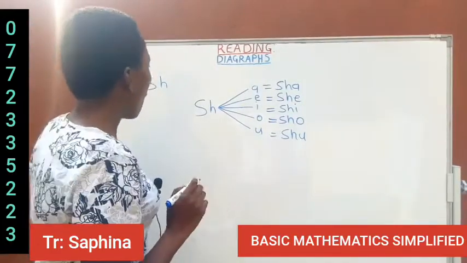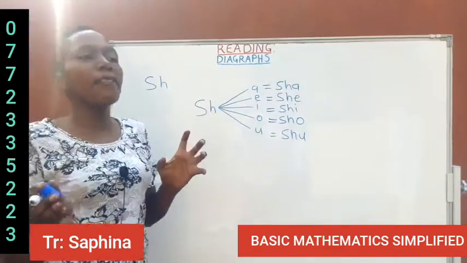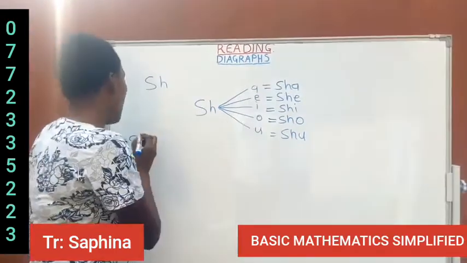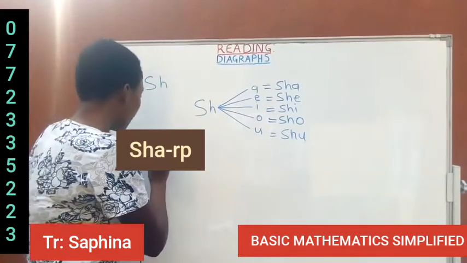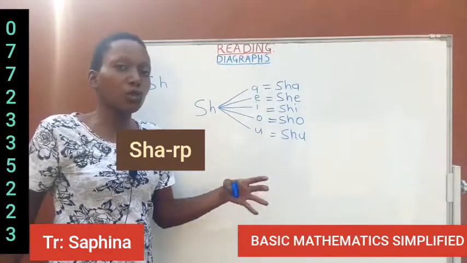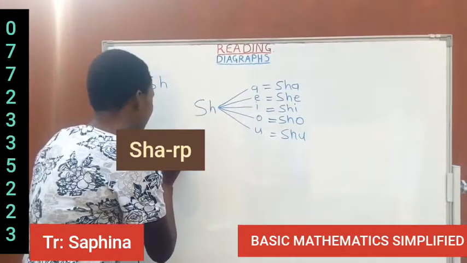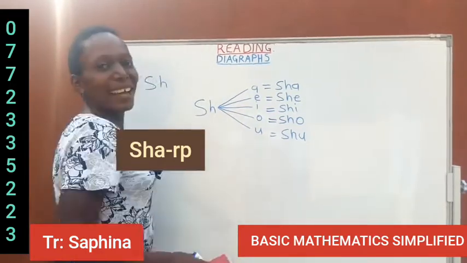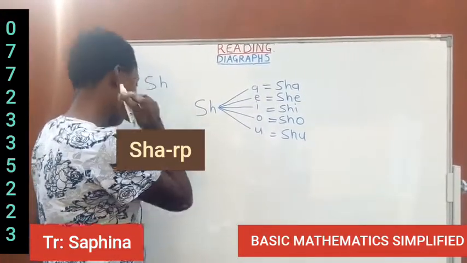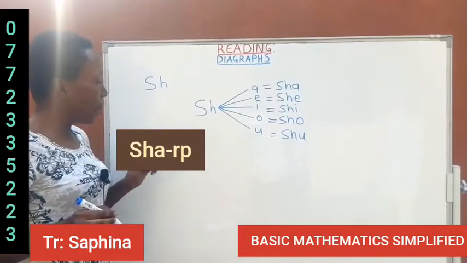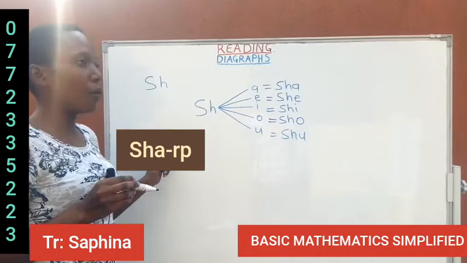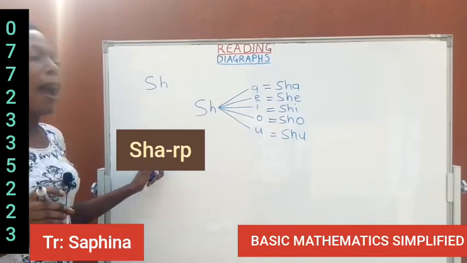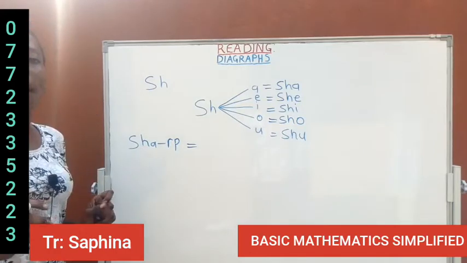Are we together? So we are going to get these syllables. We combine them with any sound to get a word. Let us begin with the syllable sha. On this syllable sha, you may put another sound to form a word. When you are reading this word, you don't read this sound. So our word will be sharp.